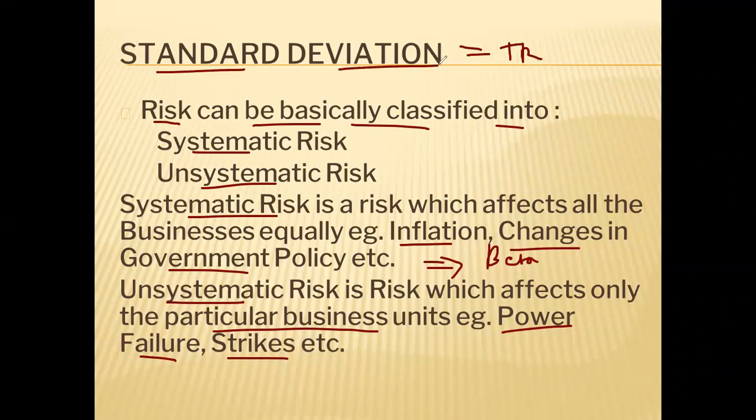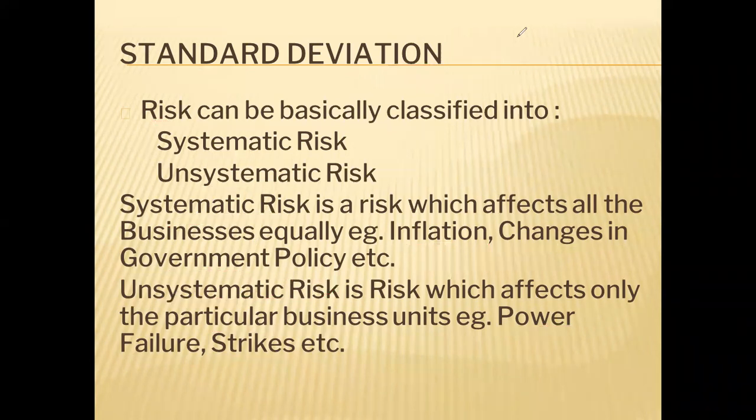So how to calculate the standard deviation? That is the total risk. And the difference between total risk and systematic risk, you will get unsystematic risk. Clear? So this is the concept of risk and how to calculate the risks. So total risk will be calculated using standard deviation. Clear?